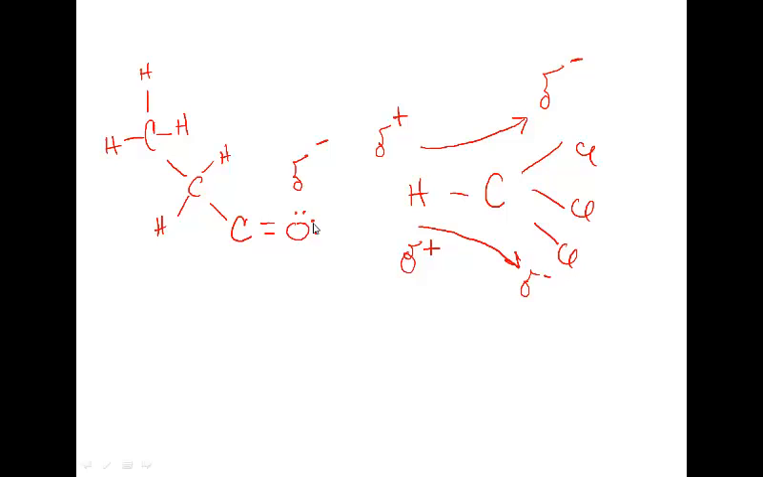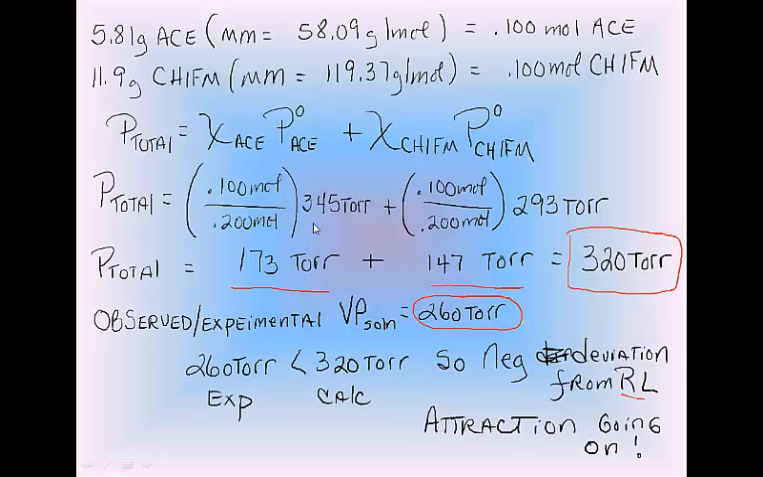These are the structures, acetone on the left, chloroform on the right, and there's going to be a strong attraction between the negative end of the acetone and the positive end of the chloroform. That's the end of part 2 of video number 3, vapor pressure.